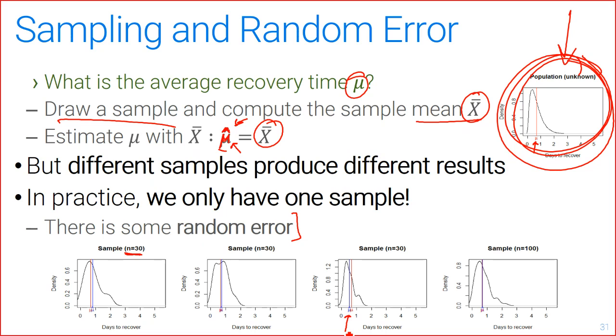And if we sampled, let's say 100 patients, let's say that we go to a very large hospital and we get 100 patients, it turns out that we found something that was very, very close to the true value. So this is already a hint into the direction we have to go. Increasing the sample size, we are going to reduce the random error.